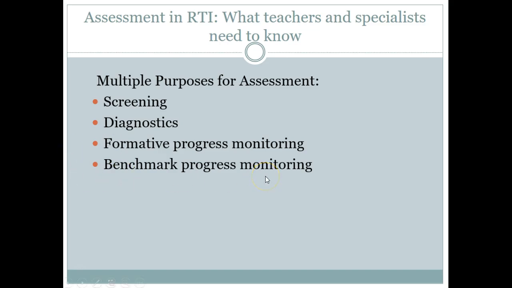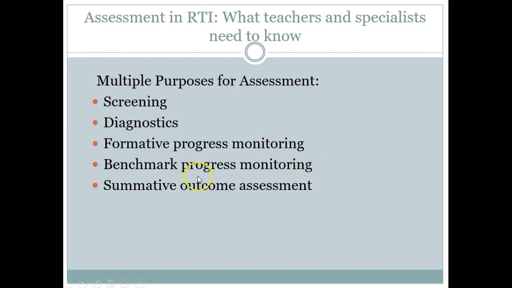Benchmark progress monitoring. A good time to do that is the middle of the year. Give another, whatever your screening tool was, you can give that again. A lot of people are DIBELS schools, they give DIBELS at the beginning, middle, end of year. Well, that mid-year one is really your benchmark progress monitoring. It's given to all students, and it's making sure that everyone's making the progress they need. If not, then you might need to make some changes to who is in what tiers of intervention.